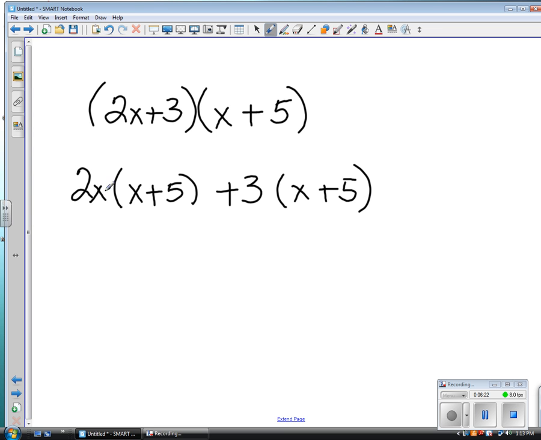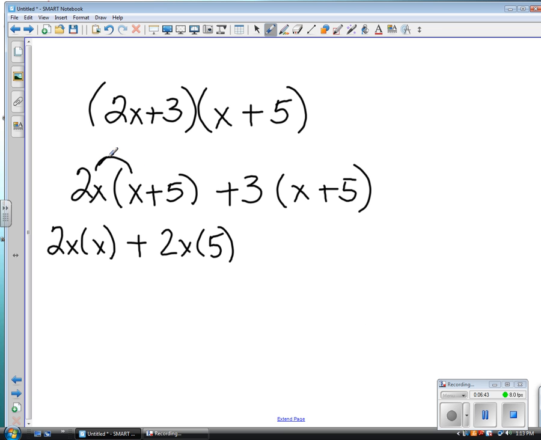So that's kind of what we're doing, okay? The first one that's being given out is my 2x. The second thing that's given out is a 3. So I've kind of got to distribute there. Now, this is what we've been doing. So I'm going to again distribute, which means 2x times x plus 2x times 5.